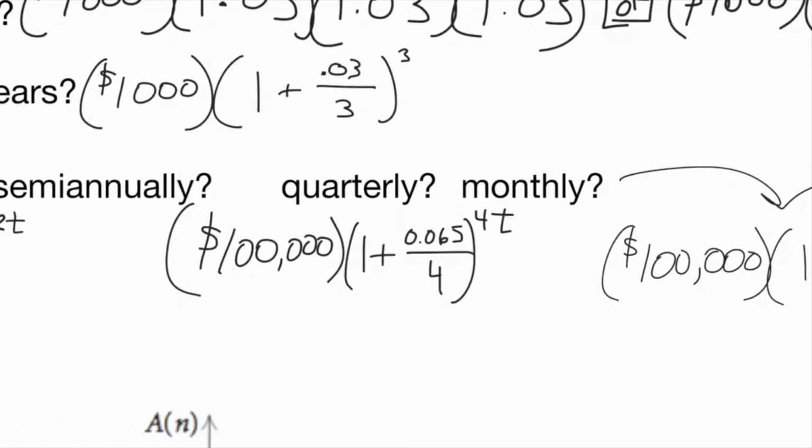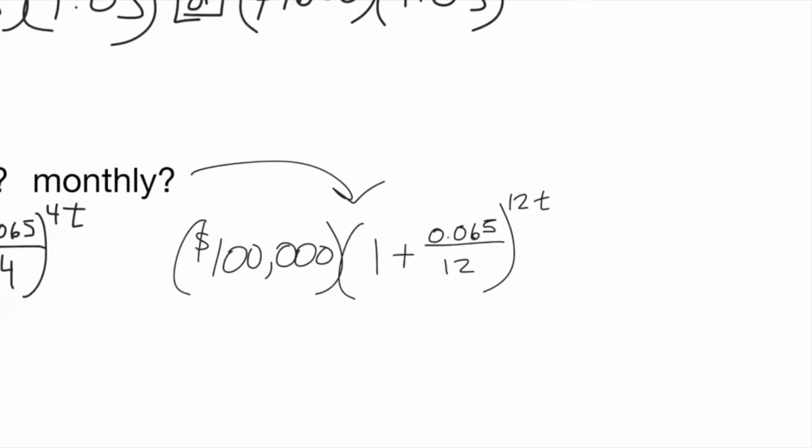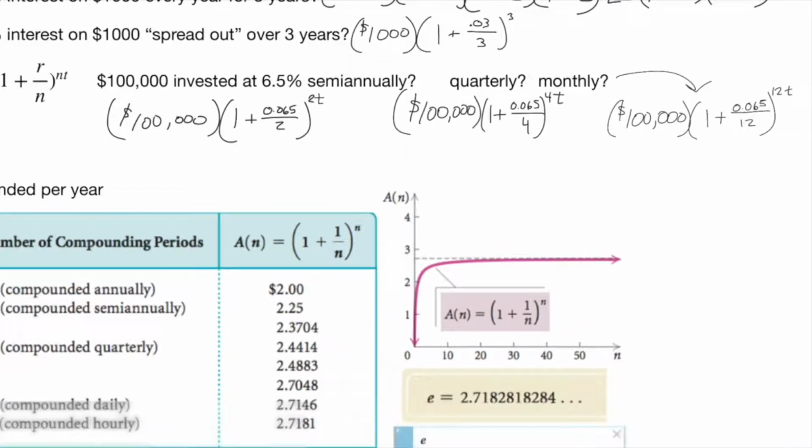What about quarterly? Well, quarterly means 4 times a year. So you have this 6.5% divided by 4, and then there's a 4 up here also. What about monthly? If you did it monthly, it would look like this. The percent spread out over every month, and then 12t. If you had like 3 years, it would be 12 times 3. That would be 36 times you're receiving the interest.